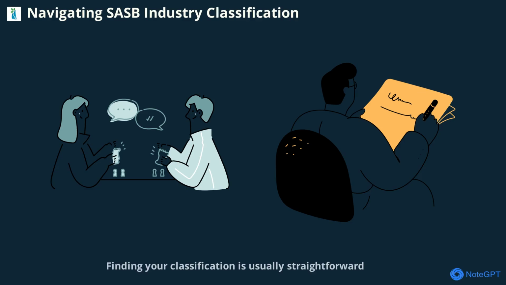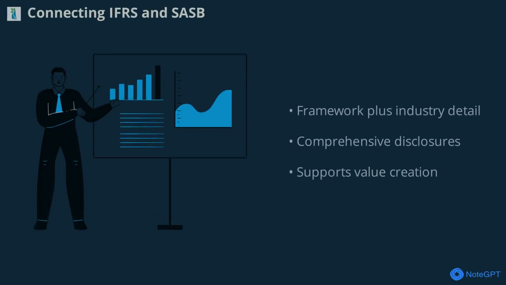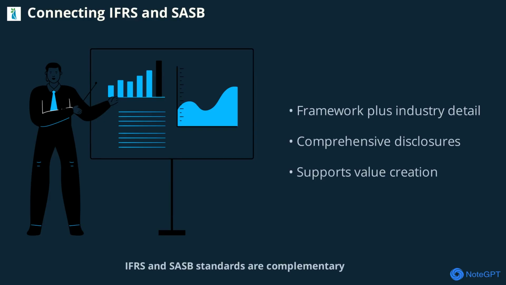Finding your classification is usually straightforward, but some companies may operate across multiple industries or in emerging categories. Use SASB's materiality maps to identify the most relevant topics for your business and ensure your ESG reporting is focused and effective. IFRS and SASB standards are complementary.